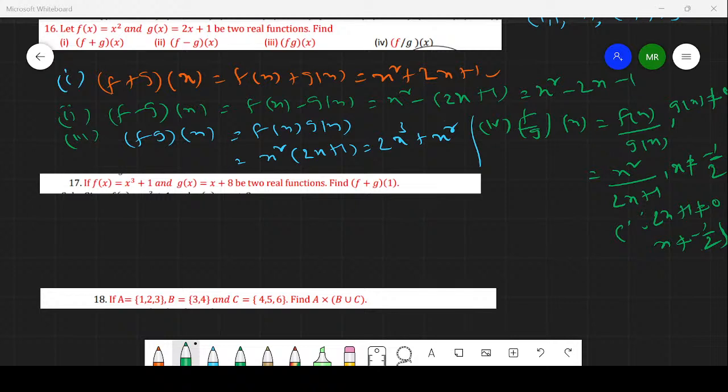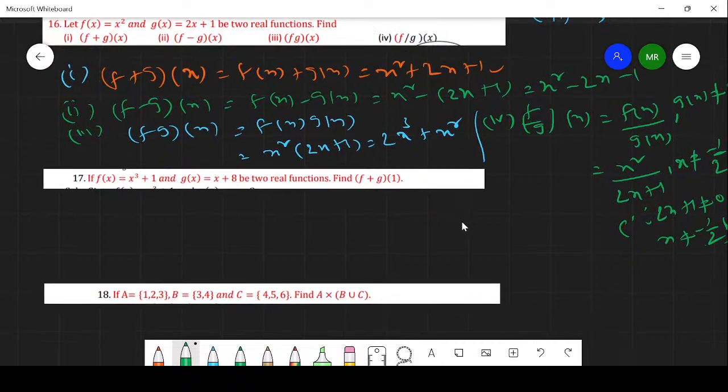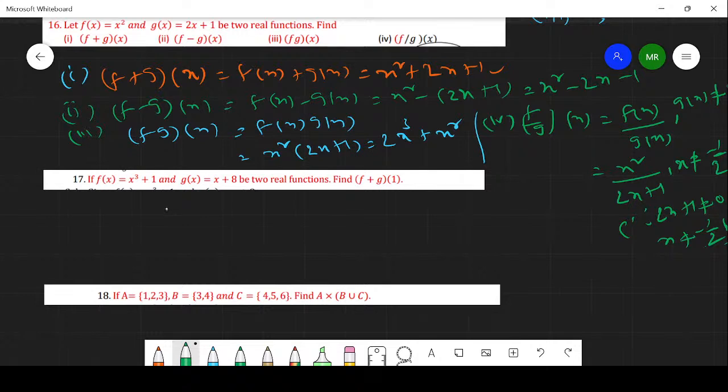Yes. Now I am doing the next problem. So the next one. These are also important. They are asked frequently in the exam. See the next problem now. f of x is given as x cube plus 1. g of x is x plus 8. Let them be two real functions. Find f plus g of 1. They are asking f plus g of 1.